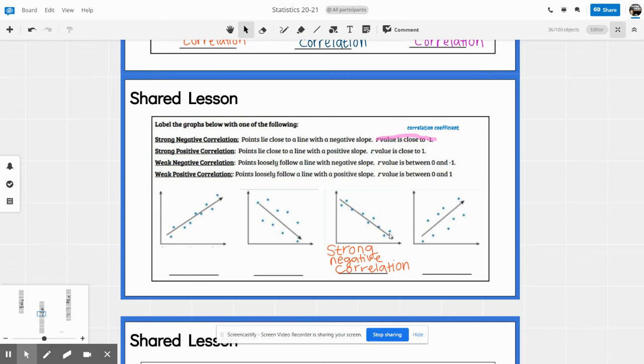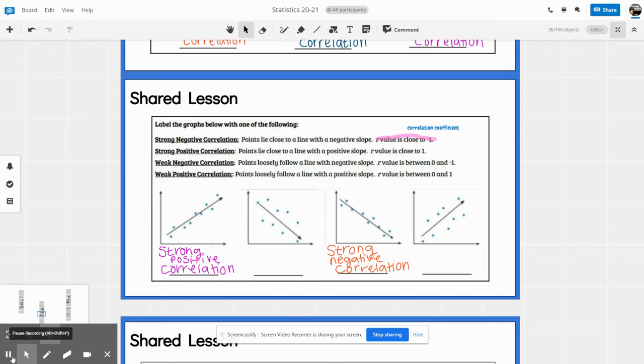The next definition that we have is for a strong positive correlation. Similar to our last one, points are very close together, but this time they are moving upwards. So if you look at all of your graphs, which one has data points that are really close and moving upwards? I would say it would be our first graph. Those points are really close to that line and they are moving in an upward trend.